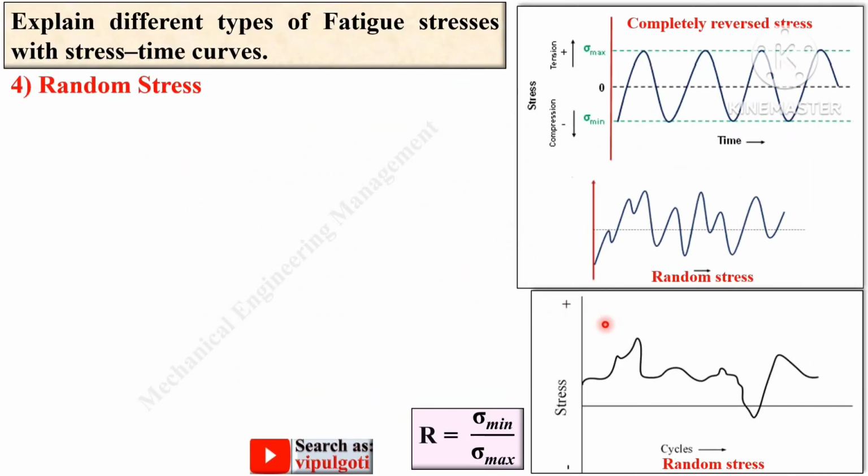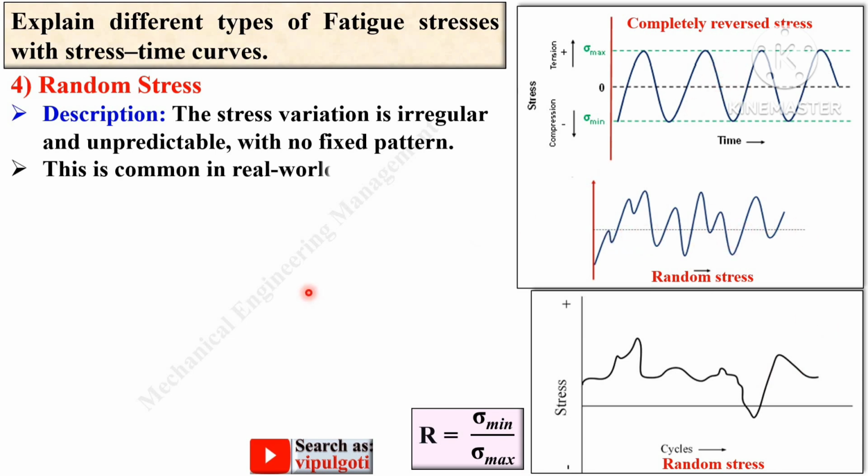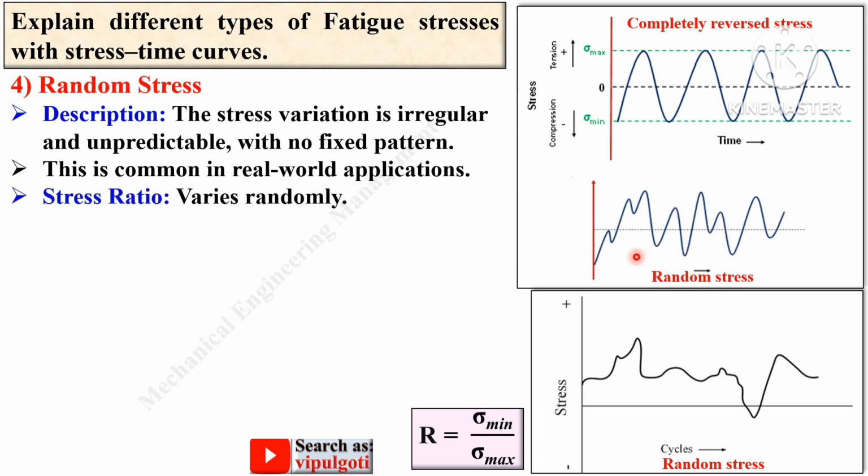Now the last one, random stress. Here you can see, this is the random stress. It is not like completely reversed stress. The stress variation is irregular and unpredictable, having no fixed pattern. This is common in real world applications. Stress ratio also varies randomly because there is no fixed pattern.